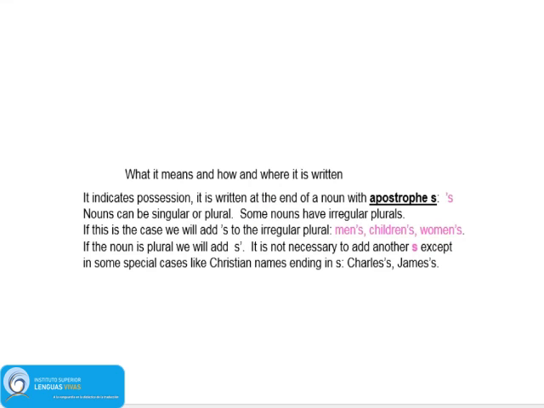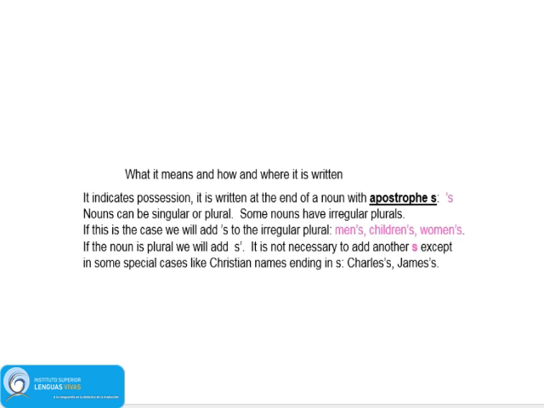As we have said, it indicates possession. It is written at the end of the word, at the end of the noun with an apostrophe S. As you have seen, they can be plural nouns or singular nouns. When we have an irregular plural, for example, like men, and you have an apostrophe S, it means men's, or children, which is also an irregular plural, you have an apostrophe S on children.